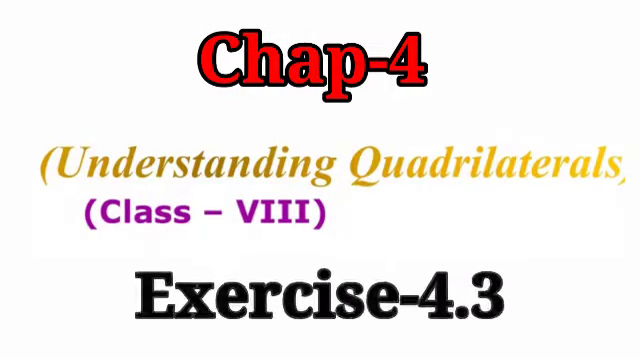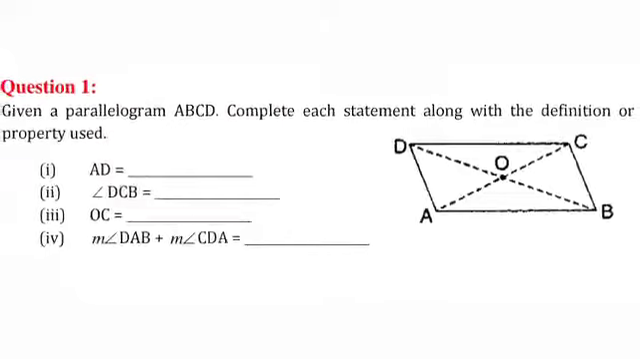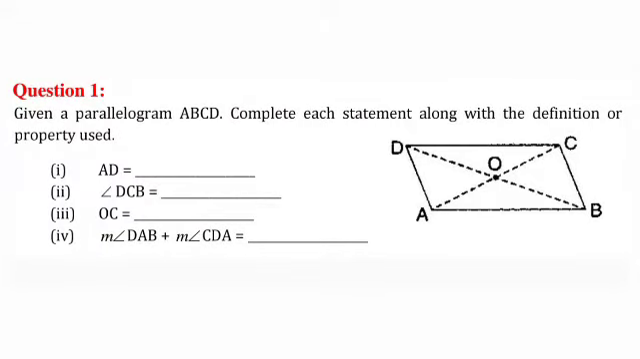Today's topic is Understanding Quadrilaterals, exercise 4.3. Question number 1. Given the parallelogram ABCD, complete each statement along with the definition or property used. In this first question, they asked AD equal to dash.